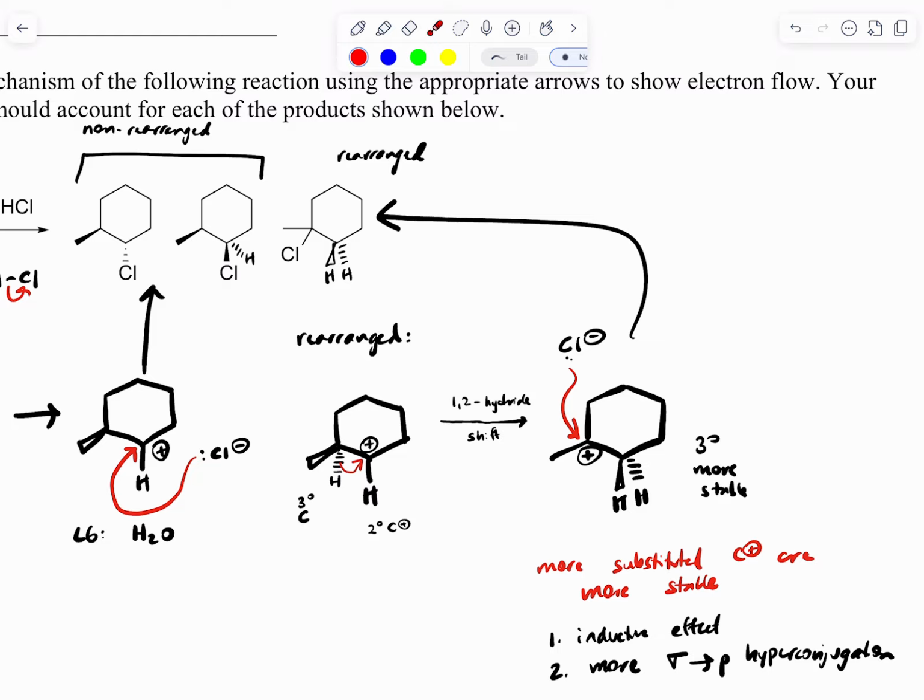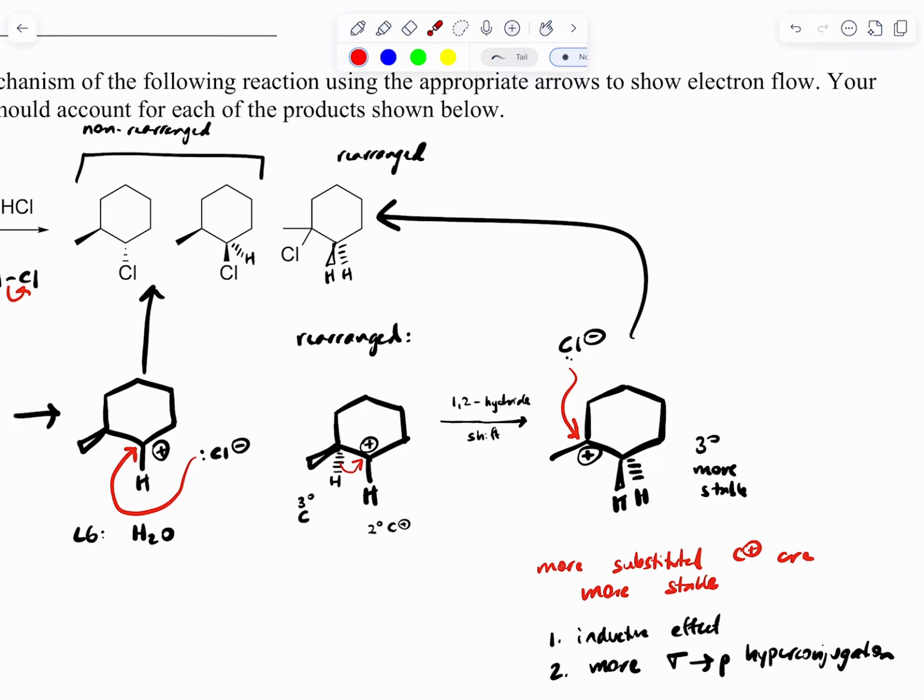So which would be major or minor? That's difficult to say. Probably you would hypothesize that the rearranged product should be the major one because it goes through the more stable carbocation. But I'm not going to ask that question. I'll simply ask you to draw all of the products, both rearranged and not rearranged. But don't be surprised if your text only shows you the rearranged one. Okay, good.